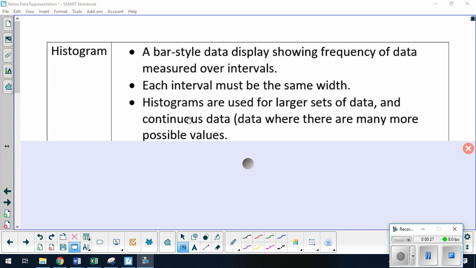And we use histograms for larger sets of data and for more continuous data, ones where you can have a bunch of decimals, fractions, those kinds of things. So it's not like shoe size where it's 7 or 7.5. It's more like height where it can be any fraction of an inch.